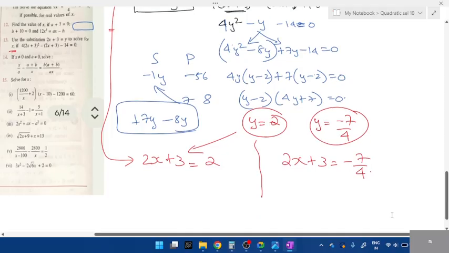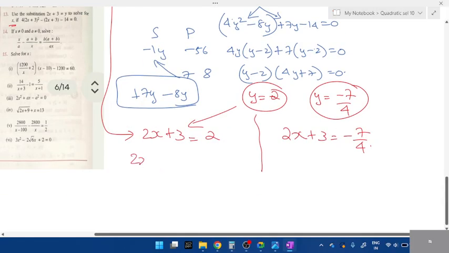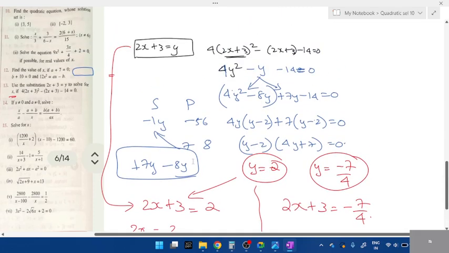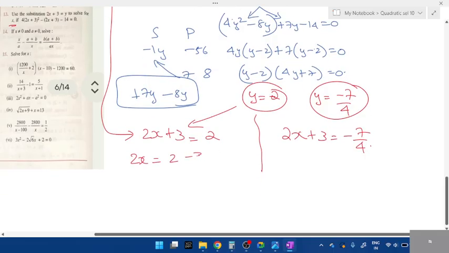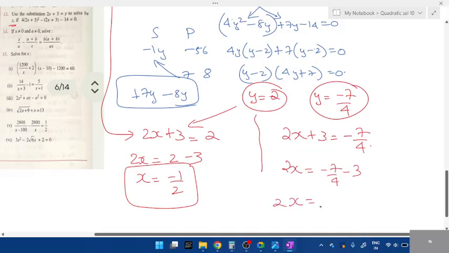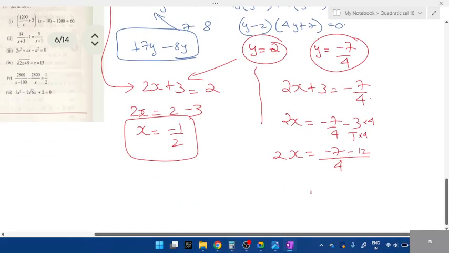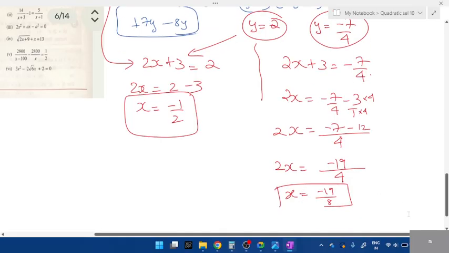Fine, no problem. Both are in fraction, no issues. Is it minus 1 by 2? Okay, it's the same, students. Calculation part is same. Shall we do the next one?